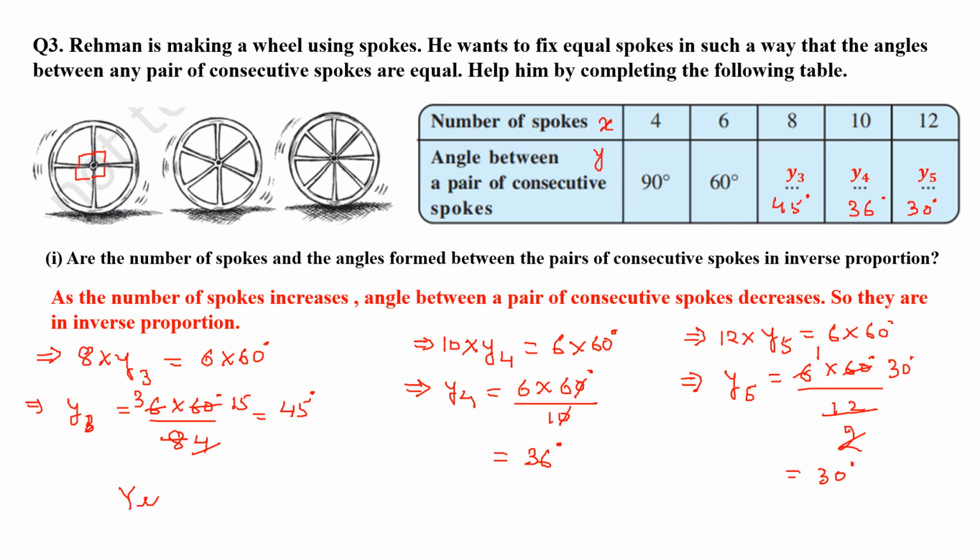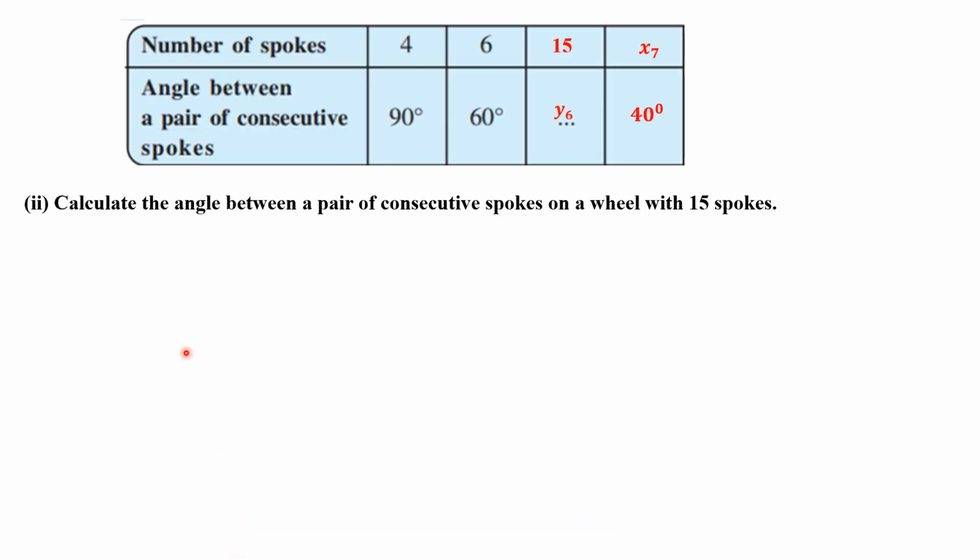Okay, so you can write from here, yes, they are in inverse proportion because one is increasing, the other is decreasing, isn't it? So they are in inverse proportion. Now it has two more parts of this question. Let's solve that. Now in the second part of the question, you have to calculate the angle between a pair of consecutive spokes on a wheel with 15 spokes.